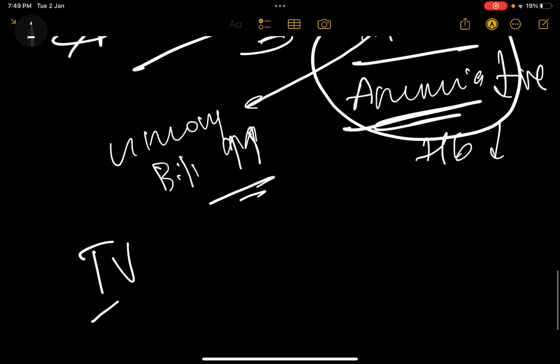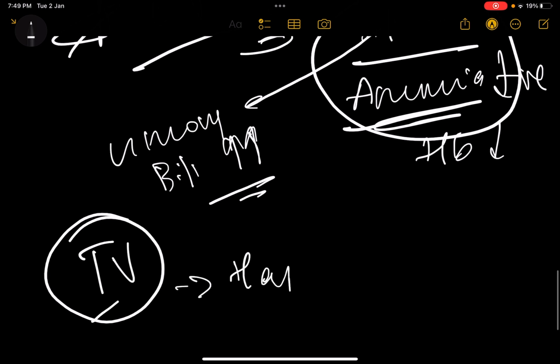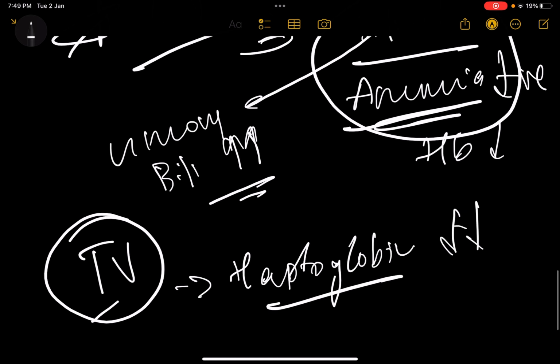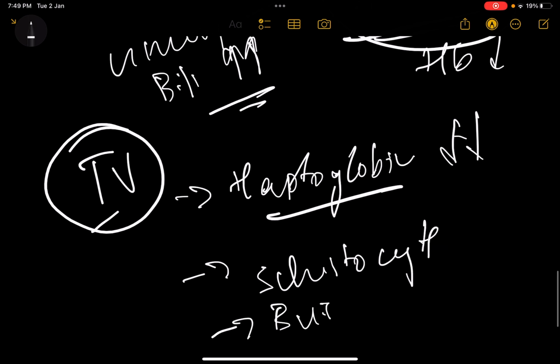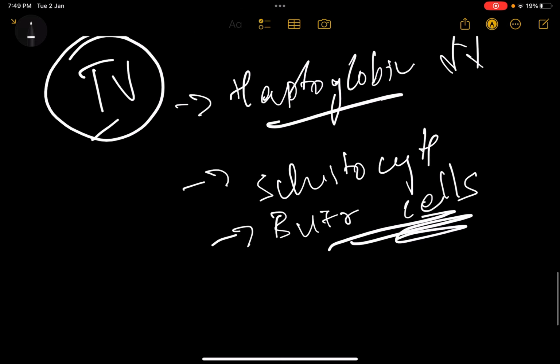Second, if they are talking about intravascular, they will definitely give you haptoglobin. They will give you a low haptoglobin, or probably they will say there's a schistocyte, or they will show you some blister cells, or something very specific pointing towards intravascular hemolysis, right? So these are your identifying points that you want.